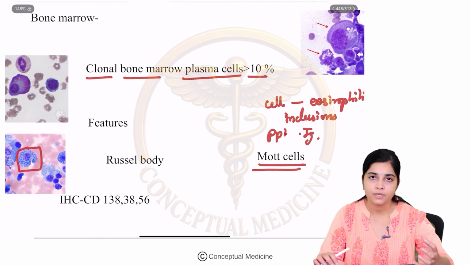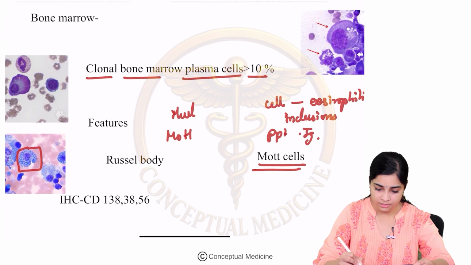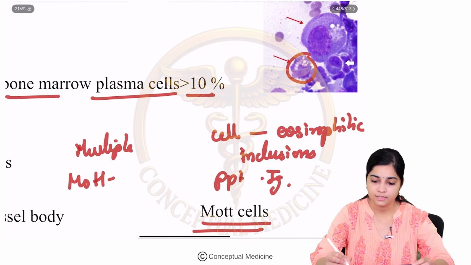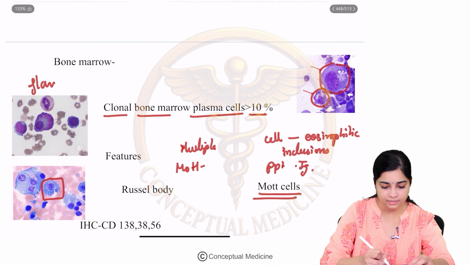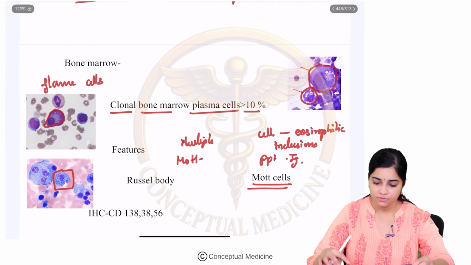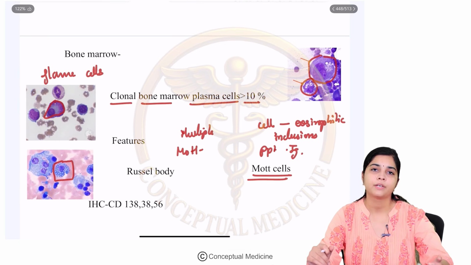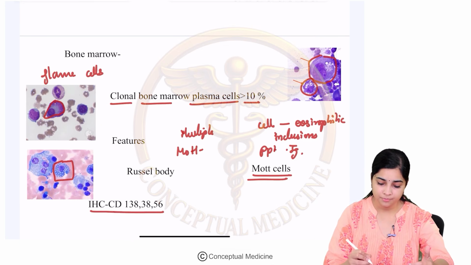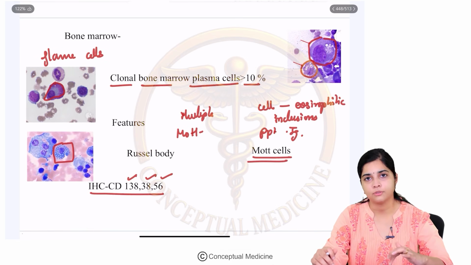Now, when multiple Mott cells are put together, these are what we call Russell bodies. So this is a Mott cell, and when multiple Mott cells are together, you may find these Russell bodies. You may also find certain other cells called flame cells. Can you see here the flame shaped cells? So Mott cells, flame cells, Russell bodies, all of these can be found in the bone marrow examination in multiple myeloma. Then if you do immunohistochemistry, the CD markers which will be positive are CD38, CD138, CD56. So this is about the bone marrow examination.